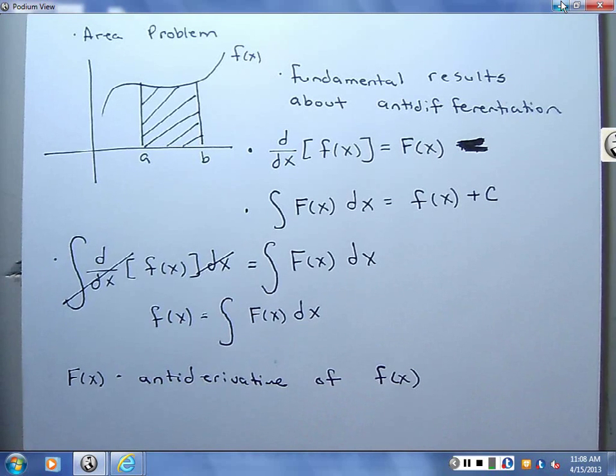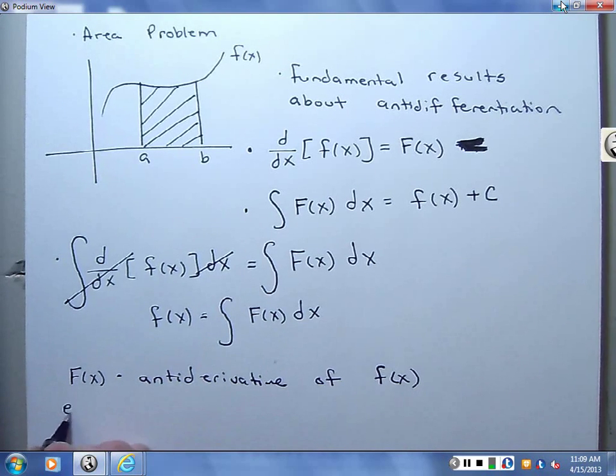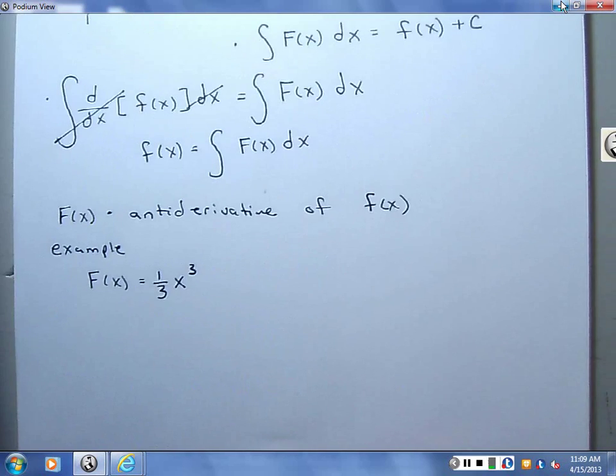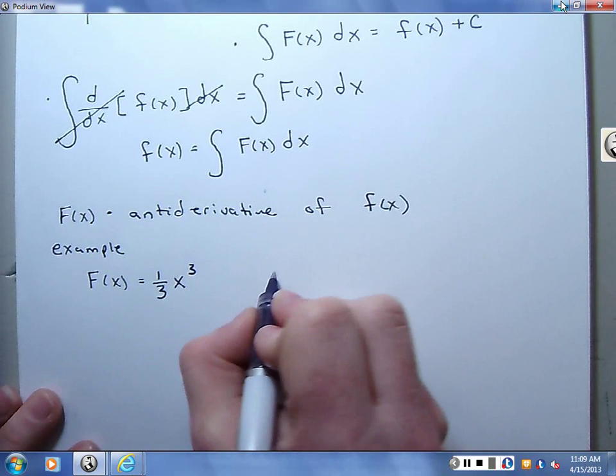So let's look at an example. Let capital F of x be 1/3 x cubed. So if I differentiate this function, what do I get? X squared.